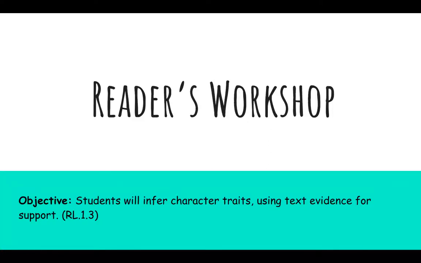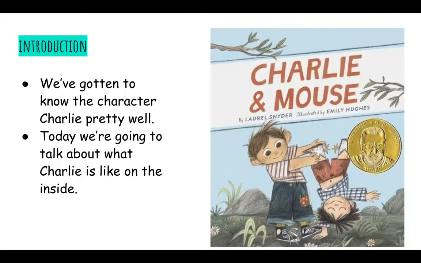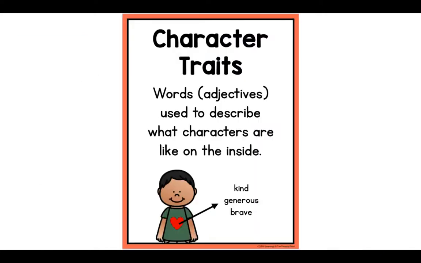For today's ELA lesson, I will be sharing with you a reader's workshop lesson. Our objective is students will infer character traits using text evidence for support. When we read the story for the past 2 weeks called Charlie and Mouse, we've gotten to know the character Charlie pretty well. Today, we're going to talk about what Charlie is like on the inside.